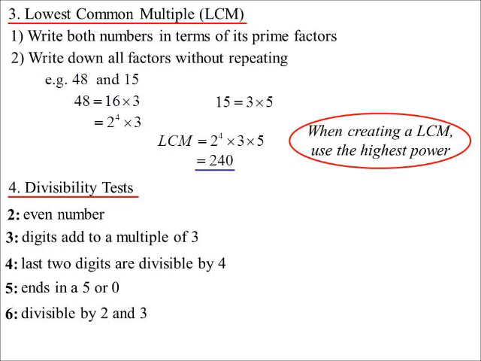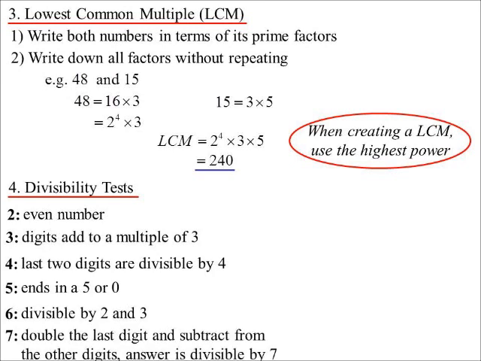Now, if you know this one without looking at the sheet, I will be very impressed. Can anyone tell me the divisibility test for 7? All right, here you go. Ready? You double the last digit, subtract it from all the other digits, and that answer should be divisible by 7.